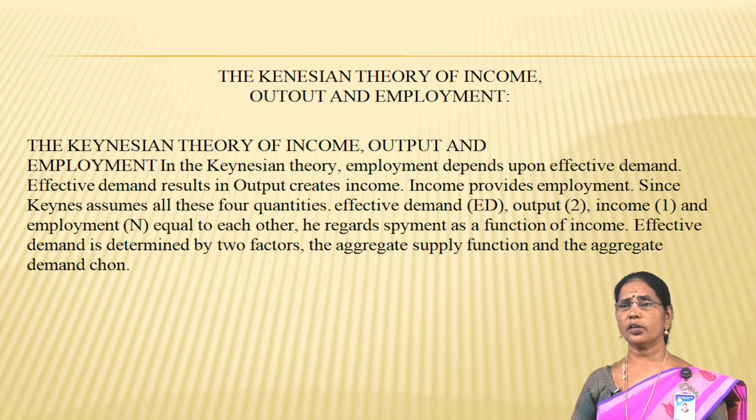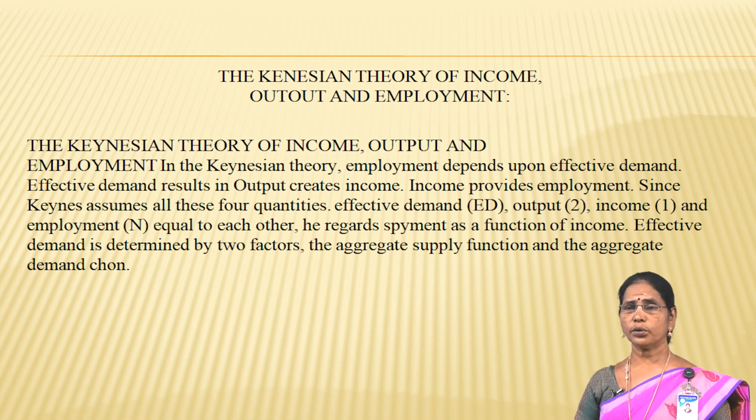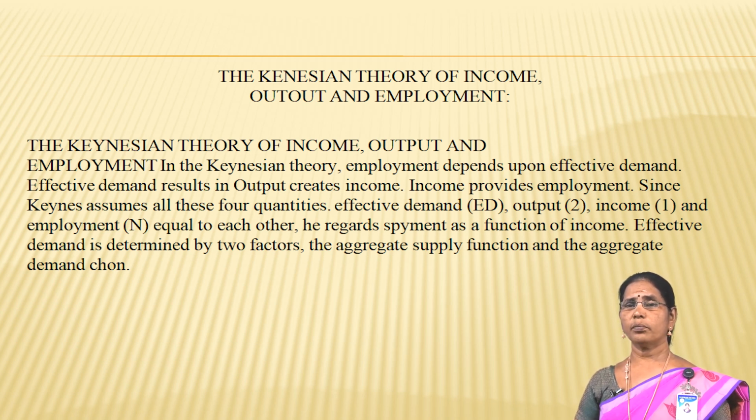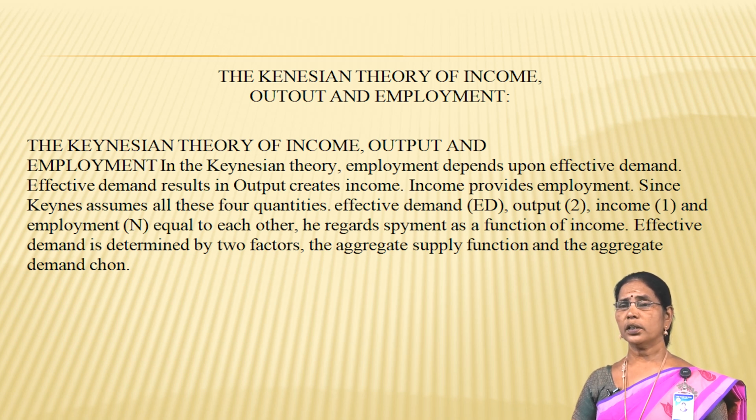The Keynesian theory of income, output and employment. In the Keynesian theory, employment depends upon the effective demand. Effective demand results in output, output creates income, and income provides employment. Since Keynes assumes all these four quantities, effective demand, output, income, and employment, to be equal to each other, he regards employment as a function of income.